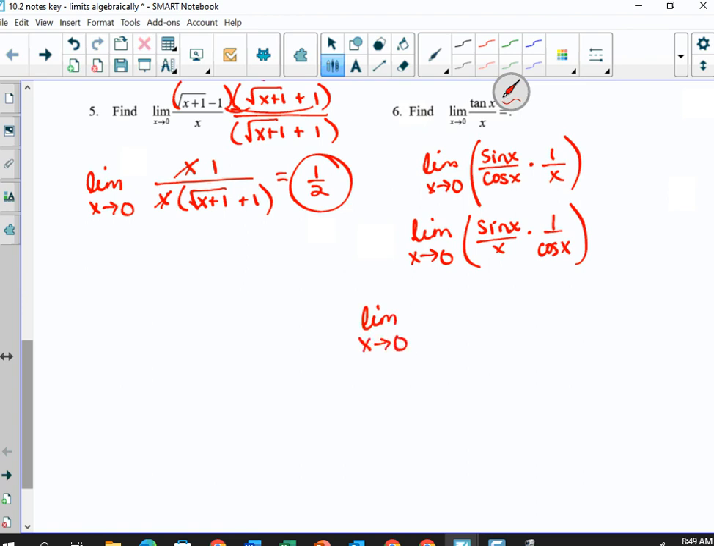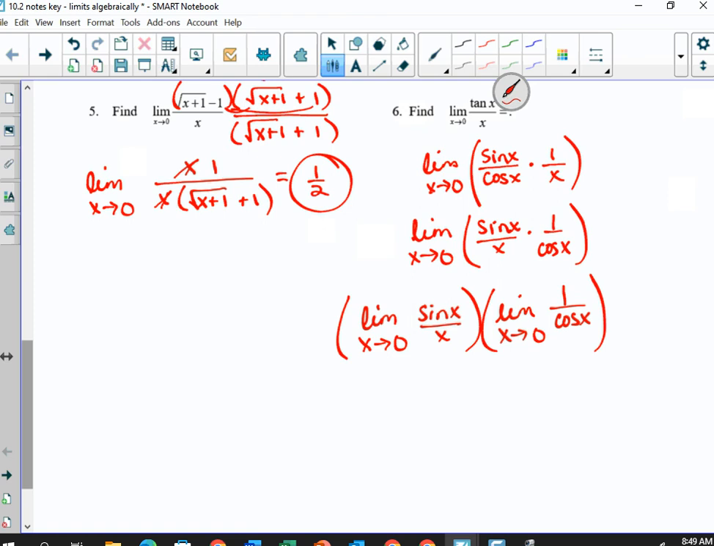Okay, now I'm going to break this into 2 limits. So it's that limit times the limit. You can evaluate them separately and then multiply them together. This is big math. This is very real math, I promise. This is how limits work.